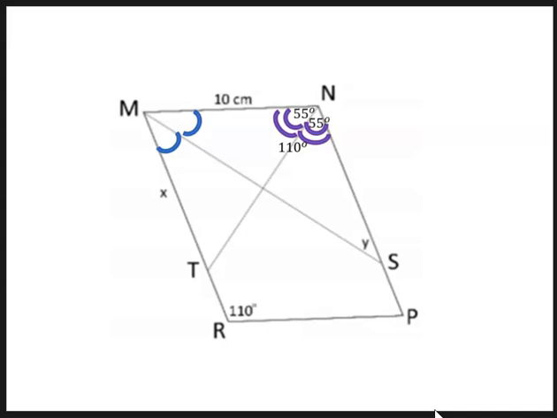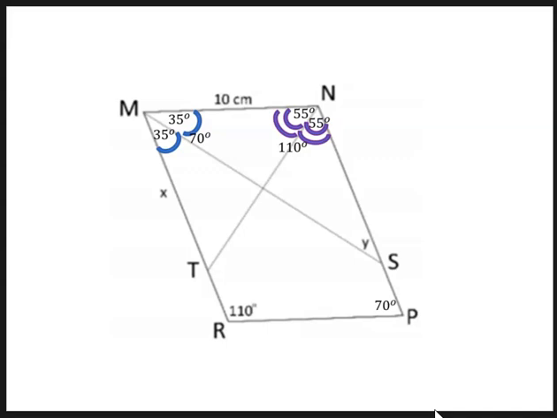We also know that consecutive angles of a parallelogram are supplementary. So angle RMN measures 180 minus 110, or 70 degrees. So angles RMS and NMS each equal 35 degrees. This also means that angle NPR is 70 degrees.